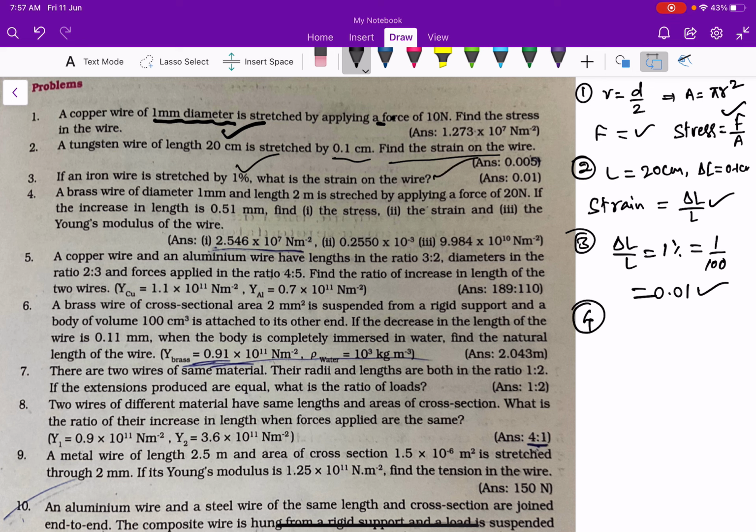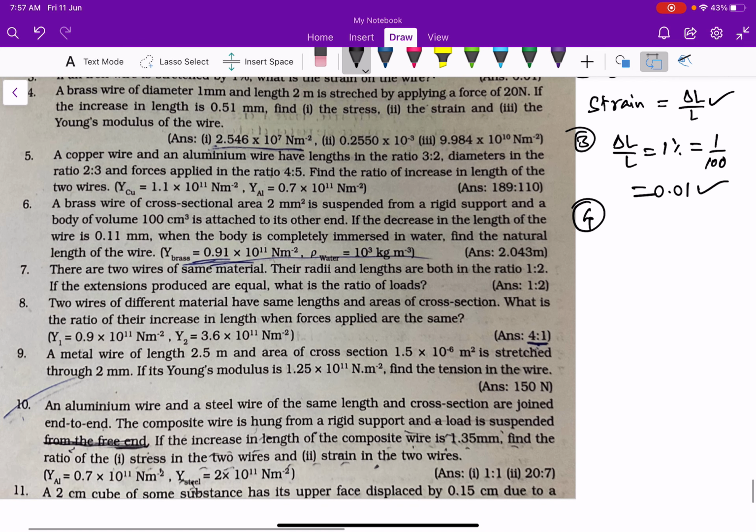Next, the fourth question is talking about a brass wire of diameter 1 millimeter and length 2 meters, stretched by applying a force of 20 newtons. He has given the ΔL value. He has given the diameter.